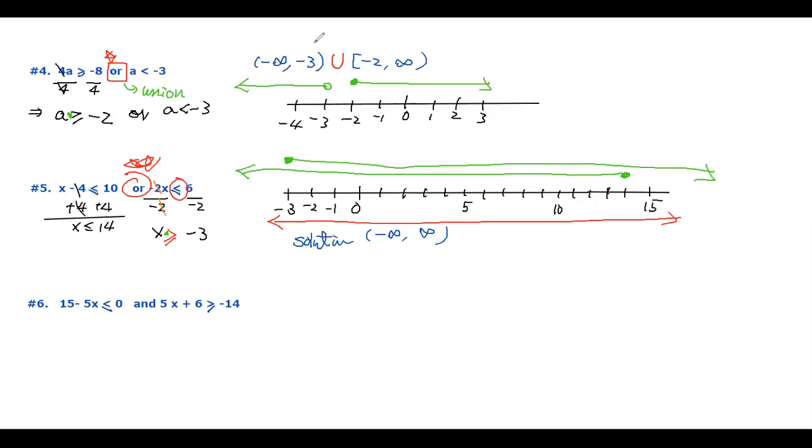Okay, so now let's take a look at the next one. The next one, they tell us, is 15 minus 5x less than 0, and 5x plus 6 greater than -14.